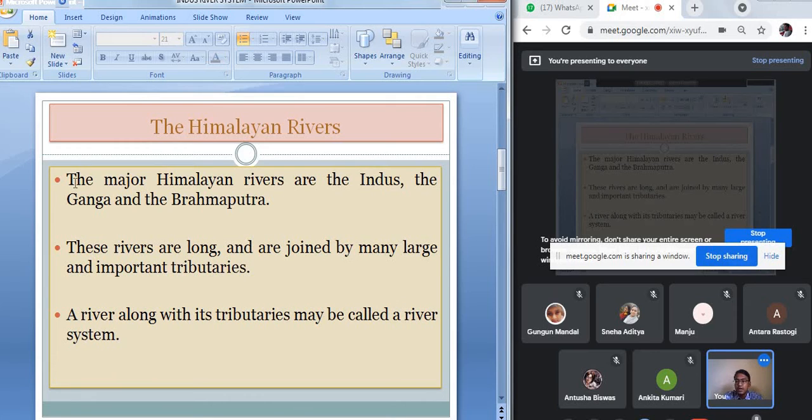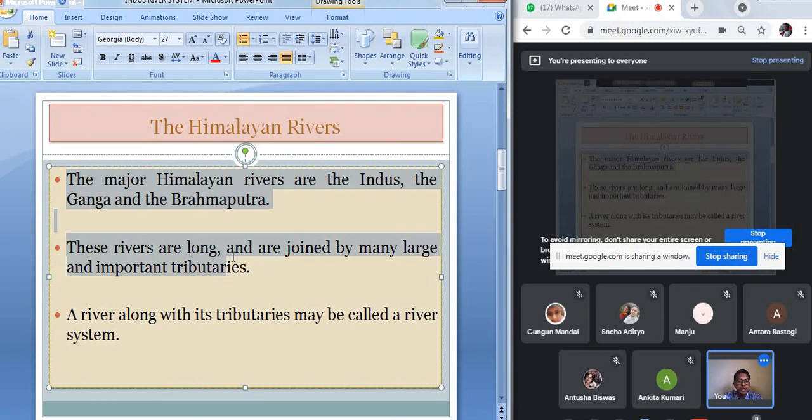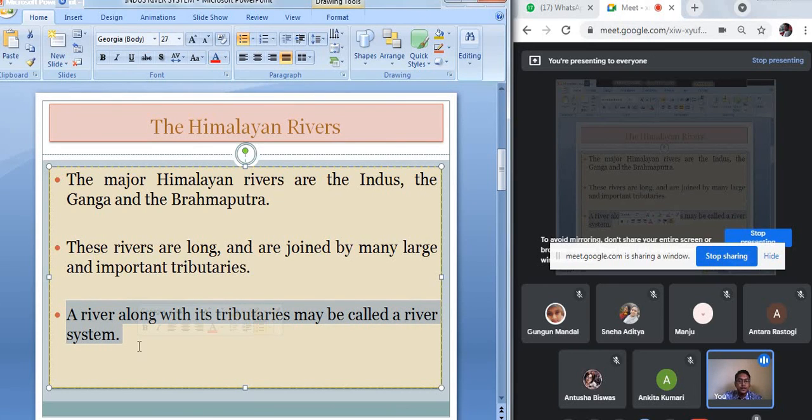The major Himalayan rivers are the Indus, the Ganga and the Brahmaputra, and most of them are very long. They travel a very long distance, and on their path they are joined by many large and important tributaries. From the source to the mouth, these Himalayan rivers are joined by many tributaries, and most of these tributaries are large rivers actually. A major river along with its tributaries is considered a river system.